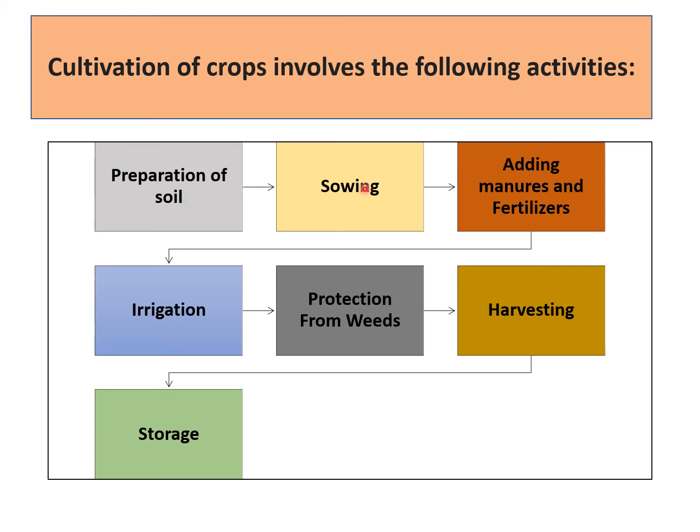Then the second step is sowing. In this the farmers sow the seeds into the soil. The third is adding manures and fertilizers. Then after that, irrigation is done, right? And after irrigation, the crops are protected from weeds. After this step, they do the harvesting of the crops. And finally is the storage. So let's understand all these steps one by one.